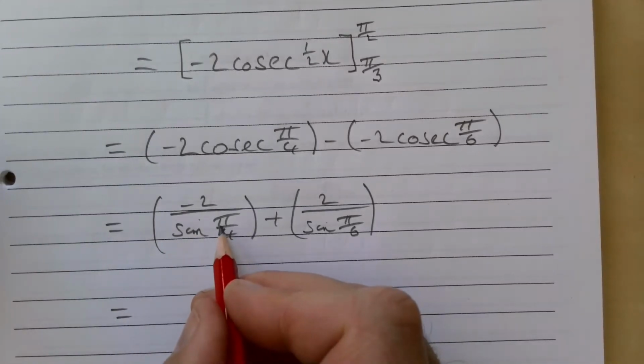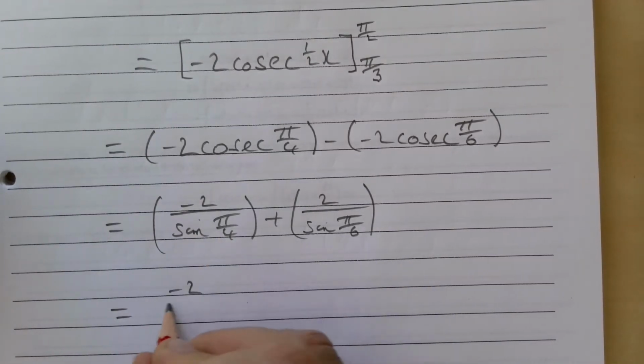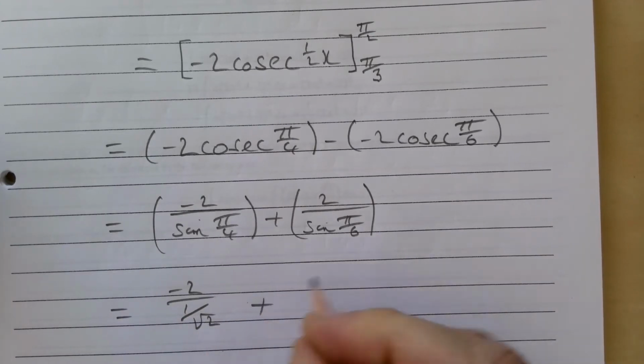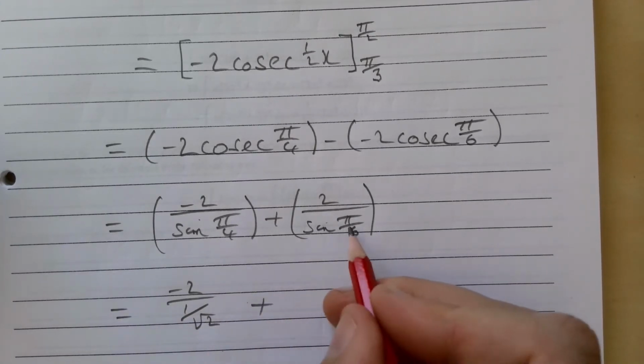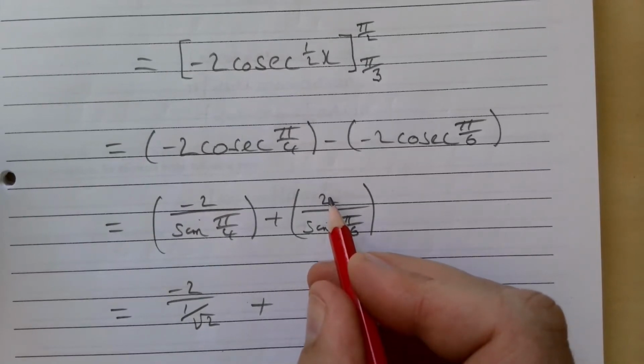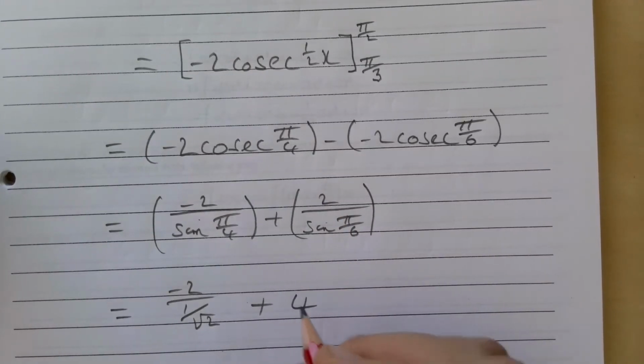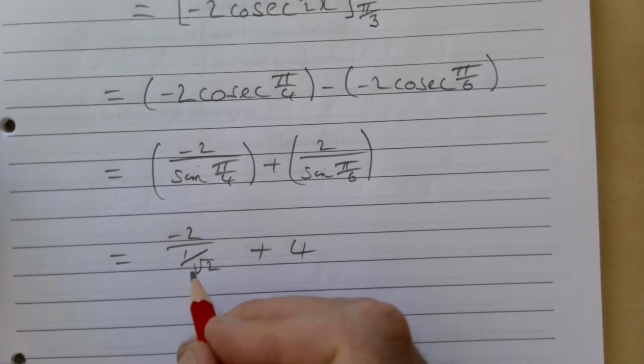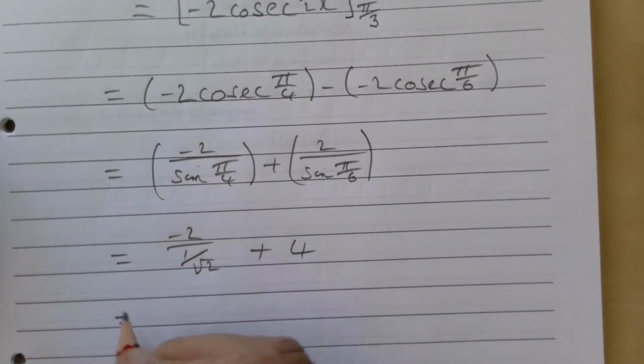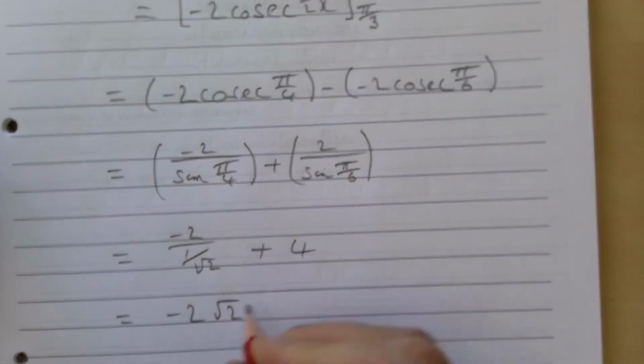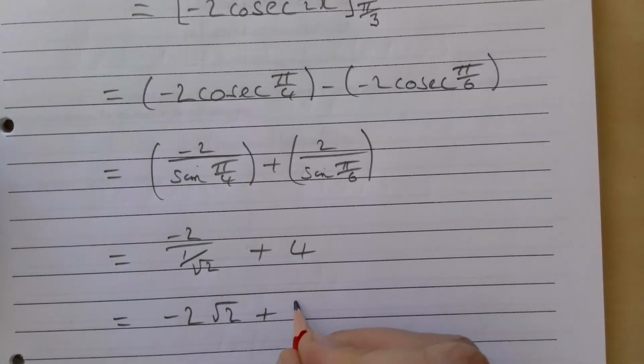Sine pi over 4 is 1 over root 2, so I get minus 2 all over 1 over root 2. Sine pi over 6 is the same as sine 30. Obviously it's going to be a half, into 2 goes 4 times, so we're going to have a 4, and multiplying top and bottom here by root 2, we'd end up with minus 2 root 2 plus 4.